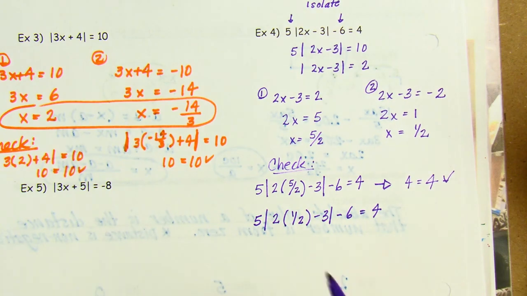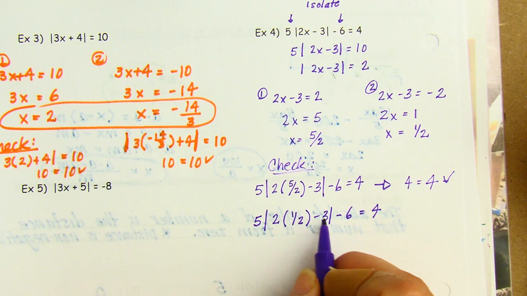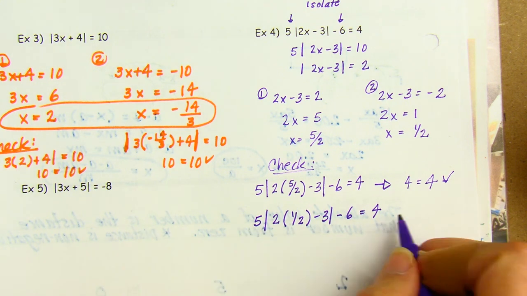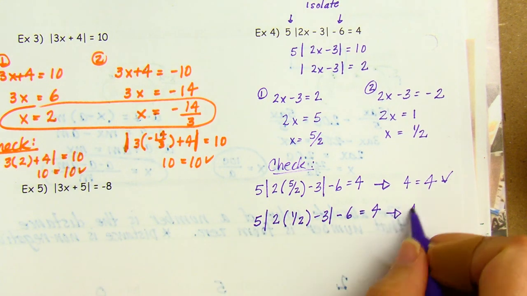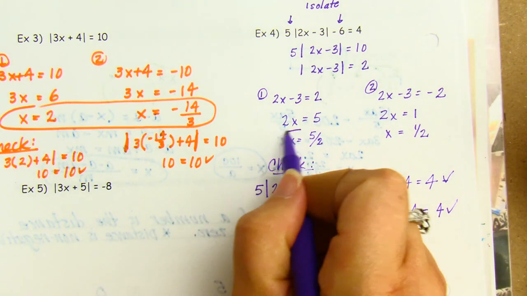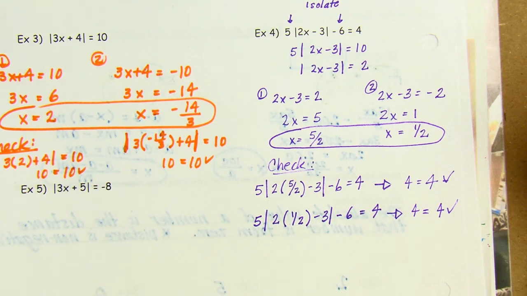Again, the 2's are going to divide out. This is 1 subtract 3 is negative 2. Absolute value of negative 2 is positive 2 times 5 is 10 minus 6 is 4. So again, we see that 4 equals 4. And now I can be sure that these are both solutions to the absolute value equation.